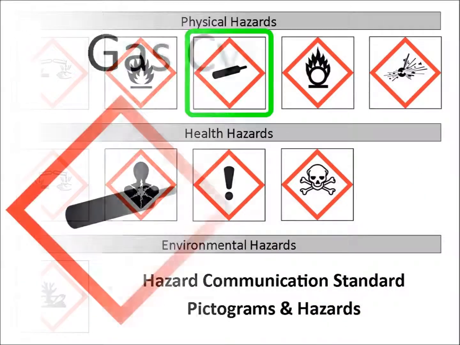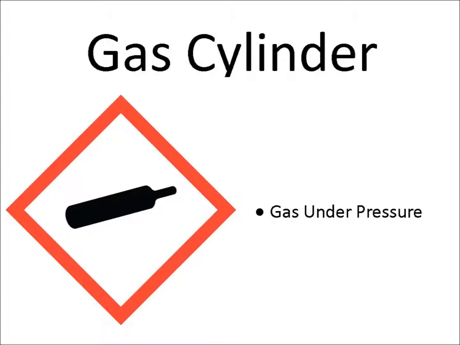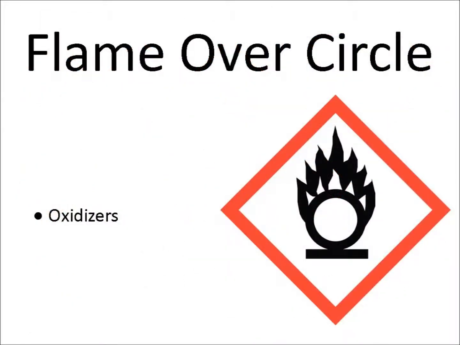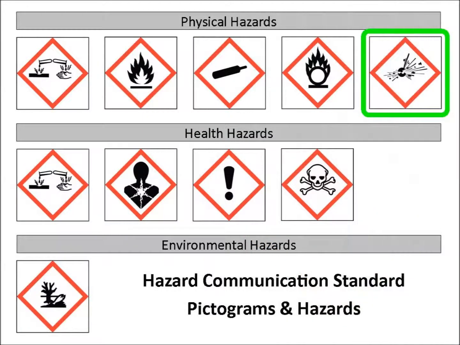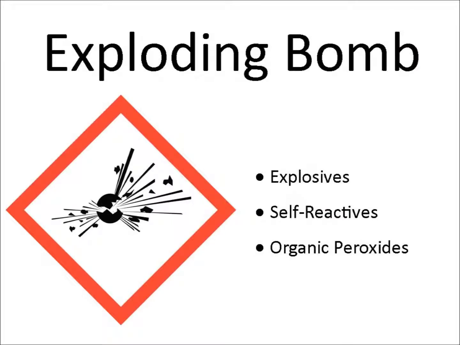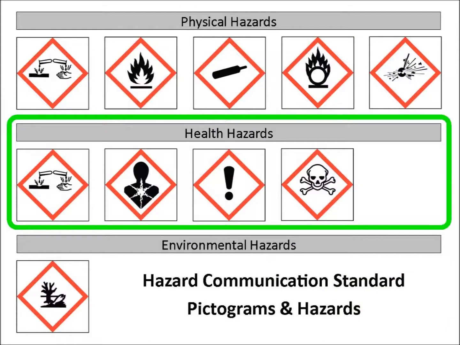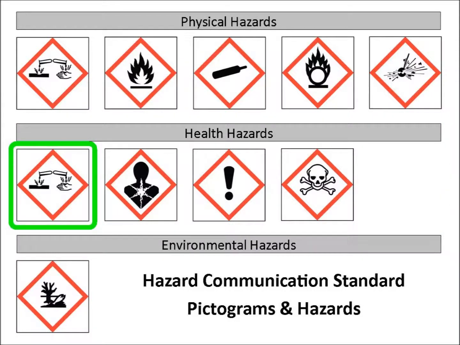The gas cylinder pictogram represents gas under pressure hazards. The flame over circle pictogram represents oxidizers and their hazards. The exploding bomb pictogram represents hazards such as explosives, self-reactives, and organic peroxides. Next, let's look at the pictograms grouped as health hazards. Corrosives, which we've already covered.